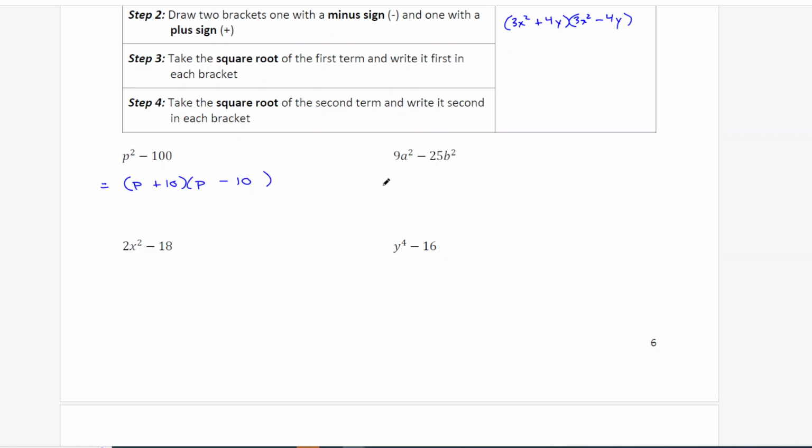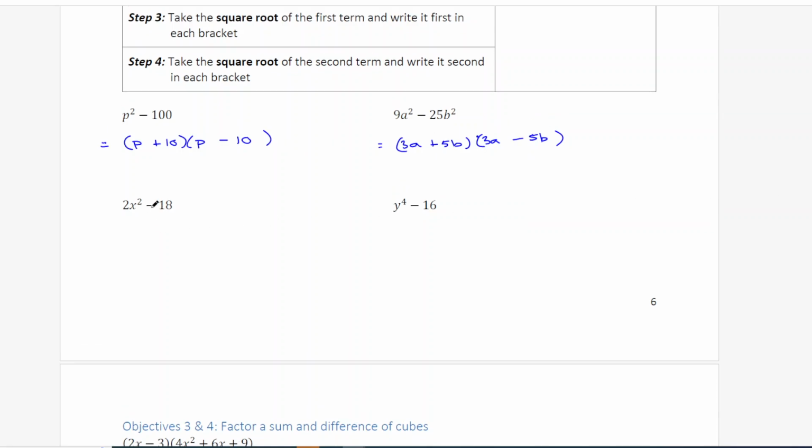All right, let's try this one. Greatest common factor? Nope. Difference of squares? Yes. Draw your 2 brackets. One gets a plus, one gets a minus. Square root of 9a squared is 3a. Square root of 25b squared is 5b. That's it. It's nice, hey? These last two have some tricks in them.